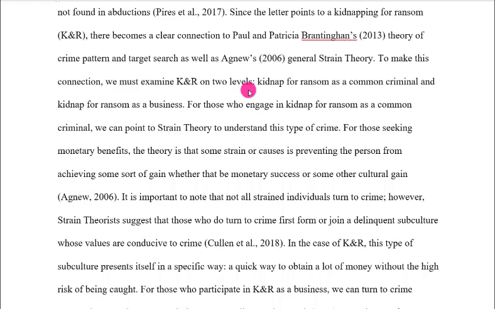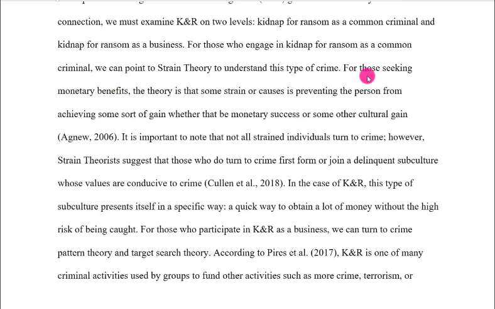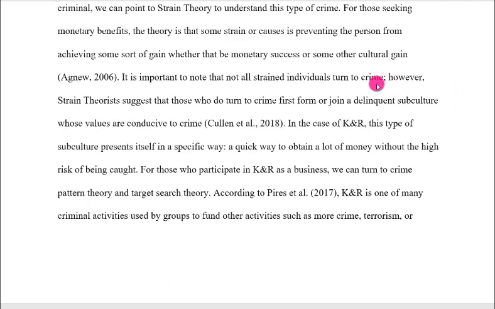We must examine K&R on two levels, okay? So as we skip ahead, we see another comma here, but we also know we have more intro phrases for those who engage in kidnap for ransom as a common criminal, comma, and then a complete sentence. We can point to strain theory to understand this type of crime. Again, for those seeking, so the keyword "for" is going to let us know that there's an intro phrase, again, complete sentence after.